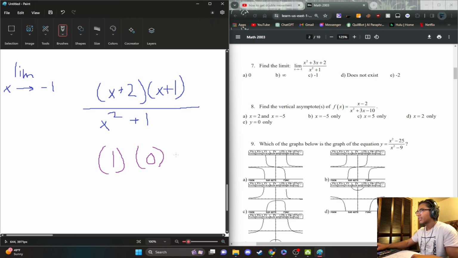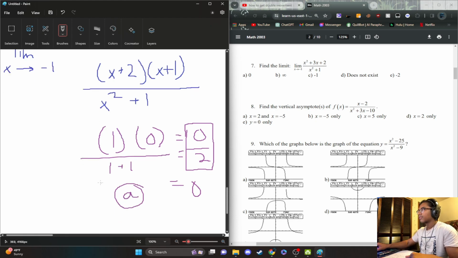So on the top you have 0. Everything else is going to be just 0. That's how it is, but let's just continue and plug it in. So -1 squared is 1. 1 plus 1 is, I mean, 2. 0 over 2 is 0 still. So it's A. Your answer is A.